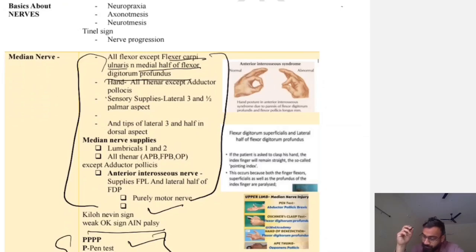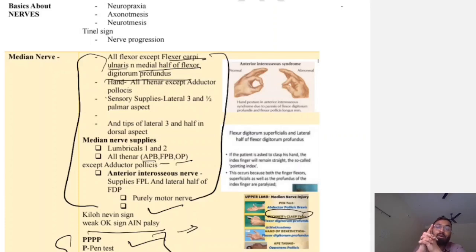Why? Because there are three muscles in the thenar muscles: abductor pollicis brevis, flexor pollicis brevis, and opponens pollicis. So this is abduction. Because this patient is not able to do abduction because of median nerve injury, the pen test is positive. Next is Ochsner's clasp sign. Ask the patient to form a fist, and the thumb and his middle finger will be like this. So what is the cause?